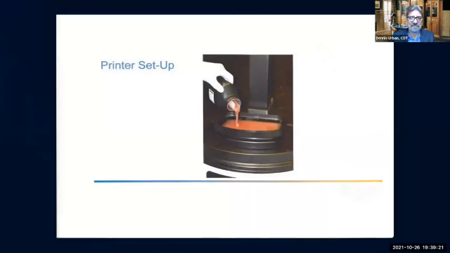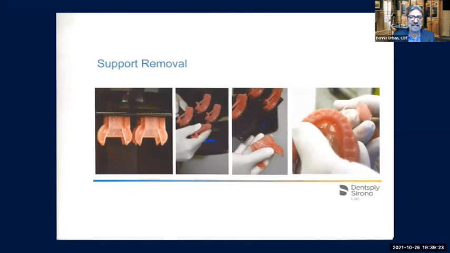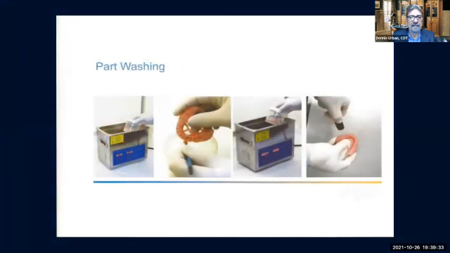So we're going to set up that printer. And again, once that's printed, we have the support removal we have to do. We'll leave those supports on the lingual of the lower, but we'll take those supports off the buccal area, and then we'll clean everything up. And once we wash these and get everything ready for the denture teeth, we're going to be bonding denture teeth into this denture here. And we're going to be utilizing IPN teeth from Dentsply.